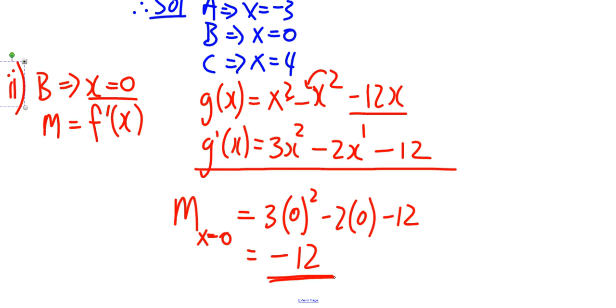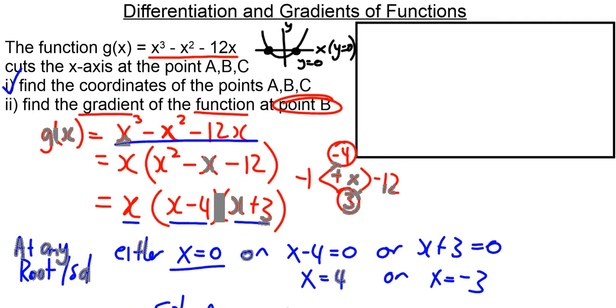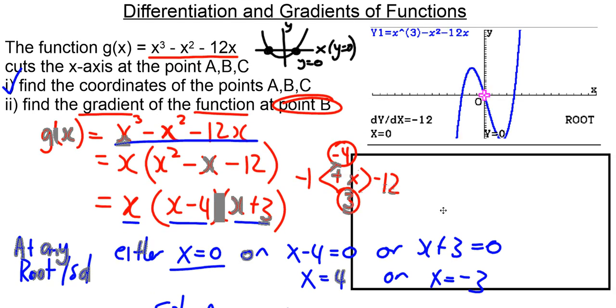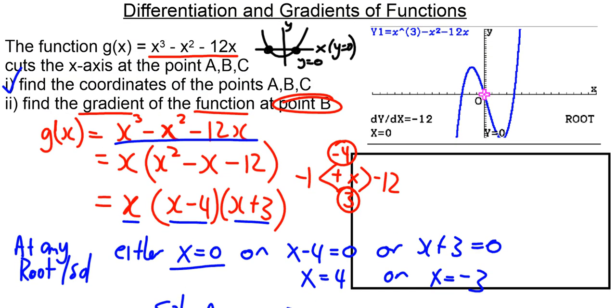So that means if I look at my actual original function, I've got the graph sketched over here. If we look at the original cubic, we can see that we have one solution at x equals minus 3, the next solution at x equals 0, and the third solution, C, at x equals 4. And at this point, when x equals 0, we can see that the derivative is in fact minus 12, or the value of the derivative is minus 12.